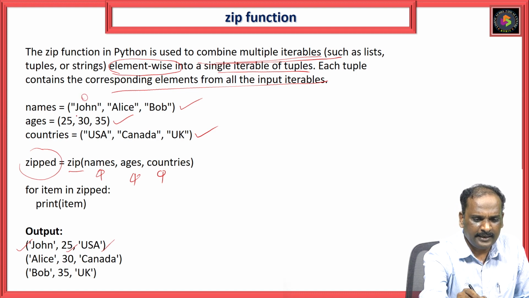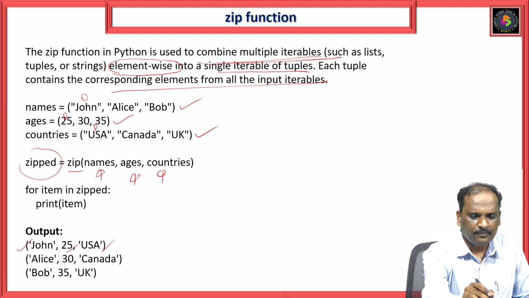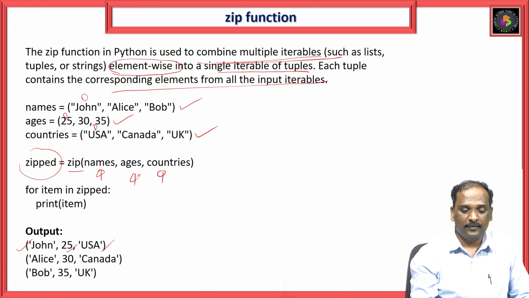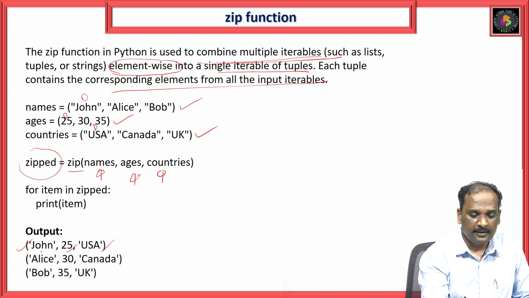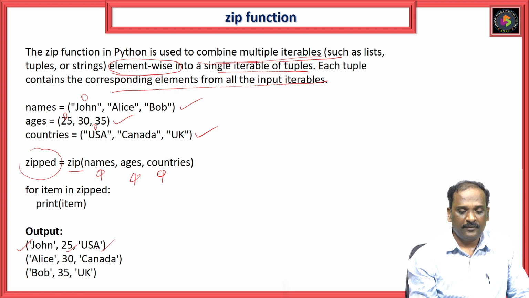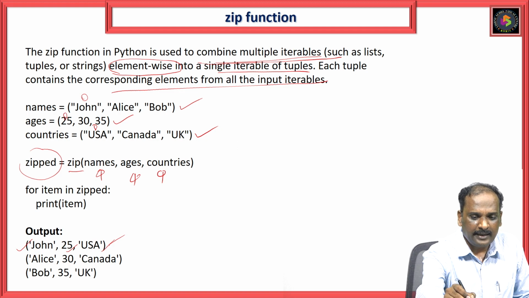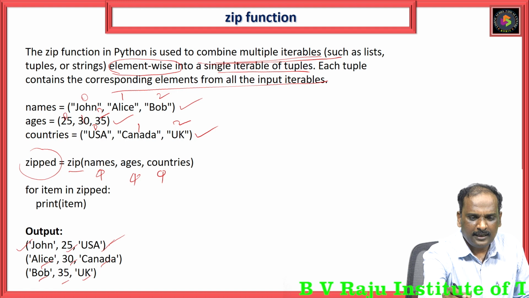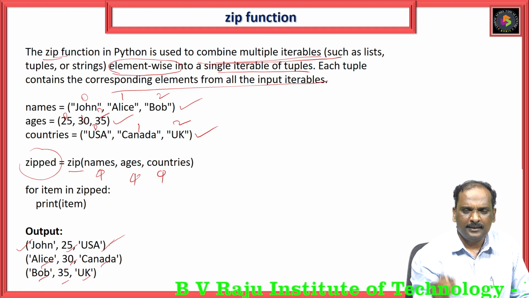These are the values at index 0 in the corresponding iterables, the tuples names, ages and countries, element-wise. So the item contains John, 25 and USA. This is one tuple. The items at index 1 are Alice, 30 and Canada. The items at index 2 are Bob, 25 and UK. So here the zip function will combine the multiple iterables.